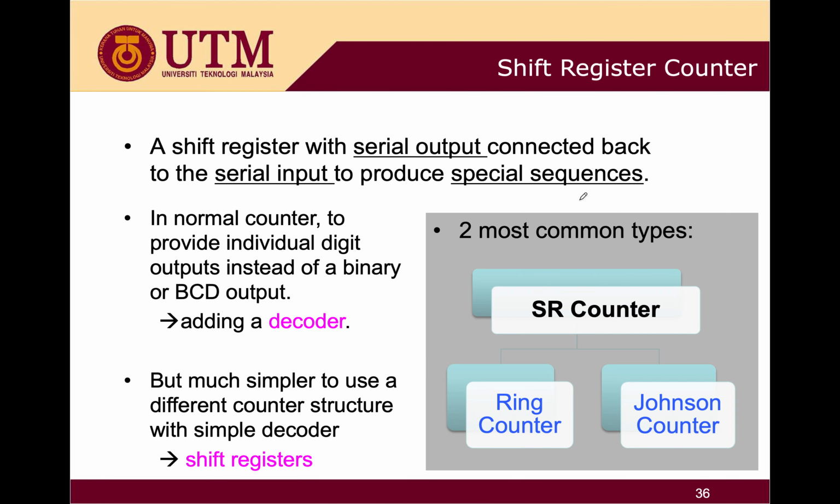Under a shift register with a serial output, you can see the serial shift register has the ring counter and also the Johnson counter, isn't it? In a normal counter, to provide individual digit outputs instead of binary or BCD output, you're going to add a decoder. But it is much simpler to use a different counter structure with a simple decoder, which is the shift register.